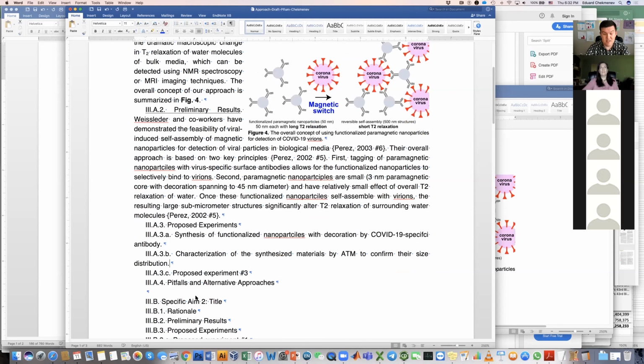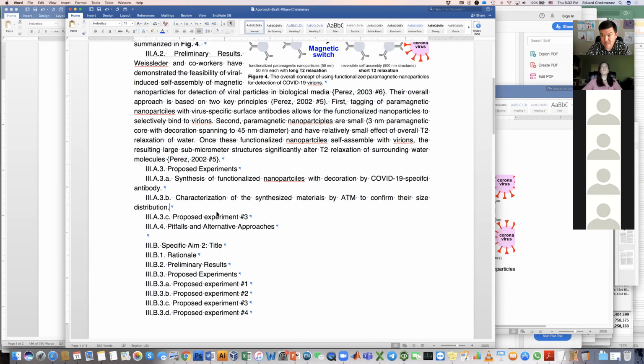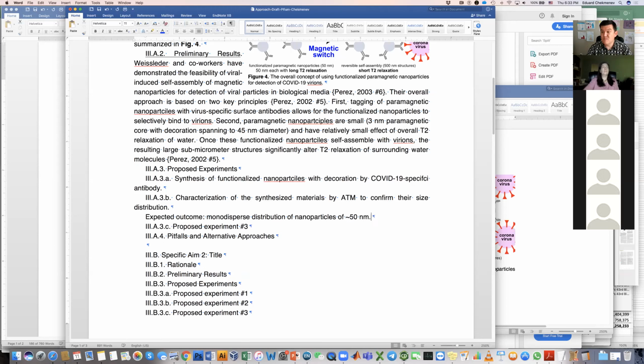And here it's a good idea to actually state the expected outcome. So again, I will be expanding on the details of the experimental section, but my expected outcome here will be a monodispersed distribution of nanoparticles of approximately 50 nanometers. Why? Because this is my goal, to create nanoparticles which are similar in size to the virions of coronavirus.